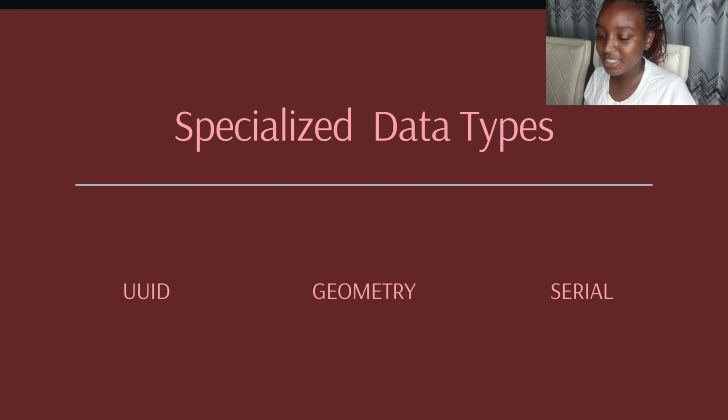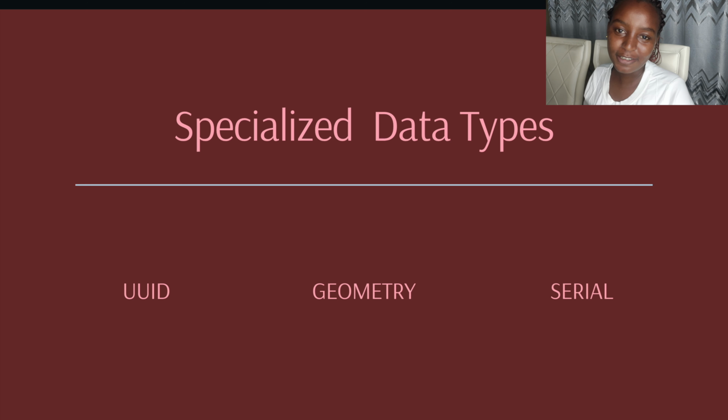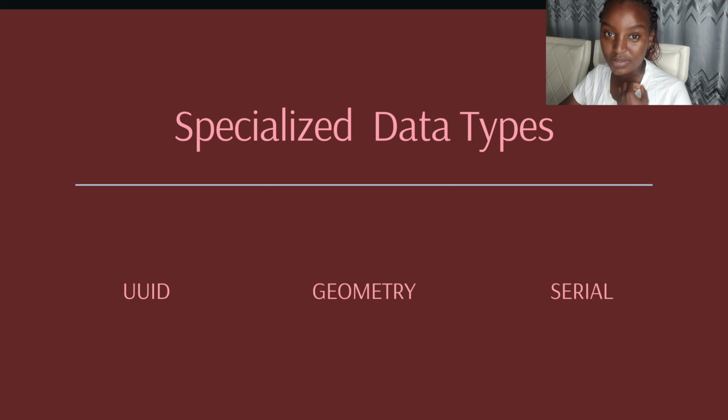We have geometry. This is where you place your points. For instance, I have a specific location and give me the coordinates, which are X and Y. Then you use things like that. And finally, we have serial. Serial is an auto-generated, auto-incremented int value. It has an increment gap, like increment by 1. It starts from a specific figure and so on and so forth. So that's what serial does.